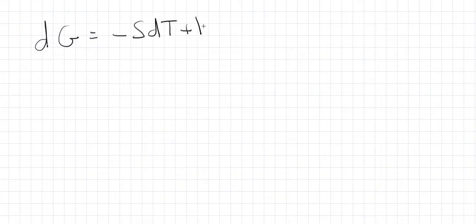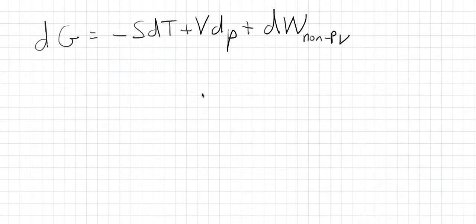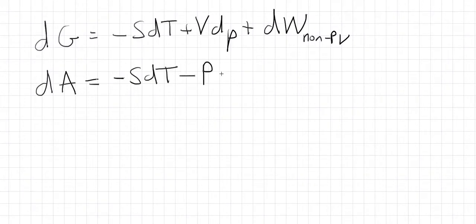And so while we said that dG, for instance, was equal to minus SdT plus VdP, that's only true if there's no non-expansion work. So if we have non-expansion work, we have to add an extra term. So we'll just call that non-PV. And we won't specify what kind of work it is. And the same thing with the Helmholtz function. The Helmholtz function is going to be minus SdT minus PdV. But if we have non-expansion work, we're going to have to throw on that extra term as well.